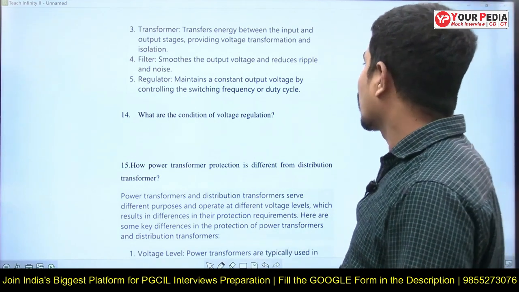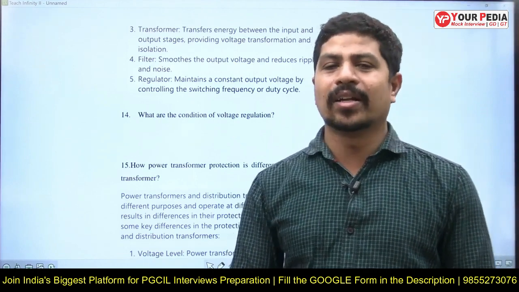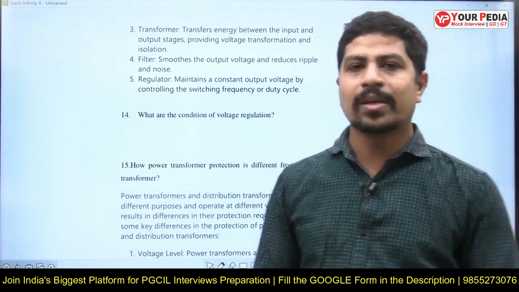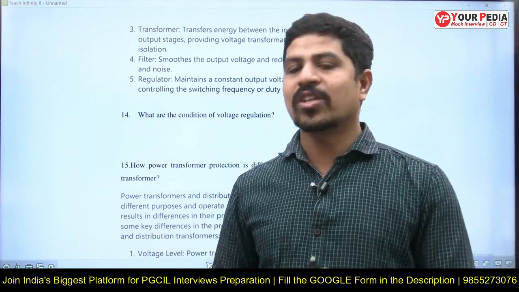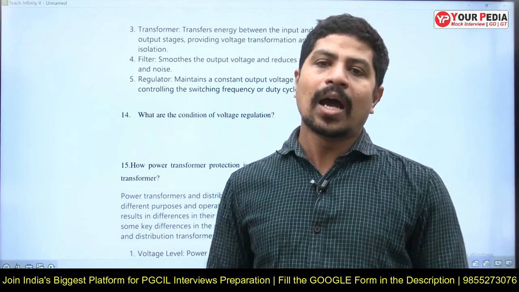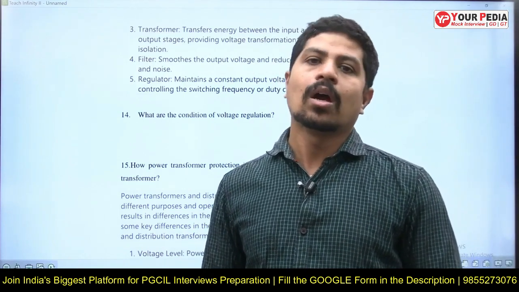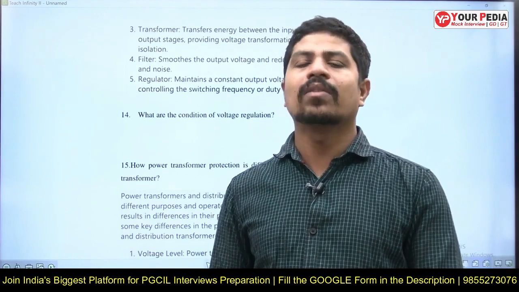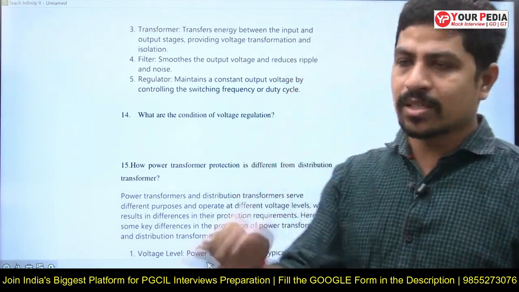Next, the regulator maintains a constant output. We all know what a regulator is. Suppose due to power supply fluctuations, I am getting any voltage between 100 to 200, but I want to always maintain 150 volts. The duty of the regulator is to maintain that voltage as constant.